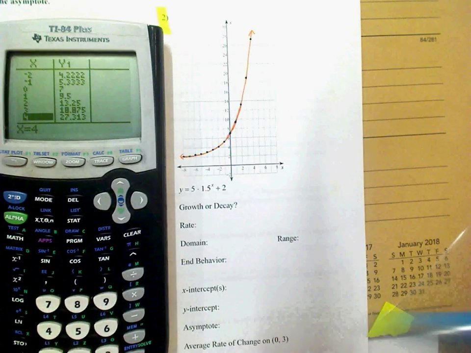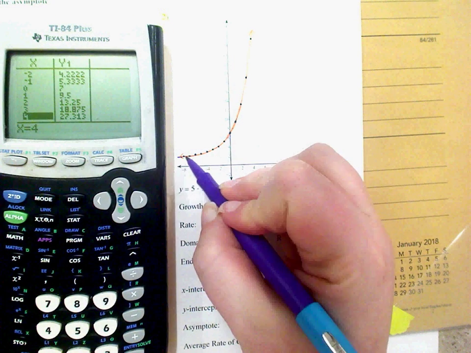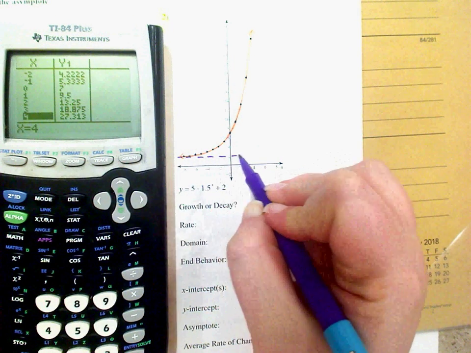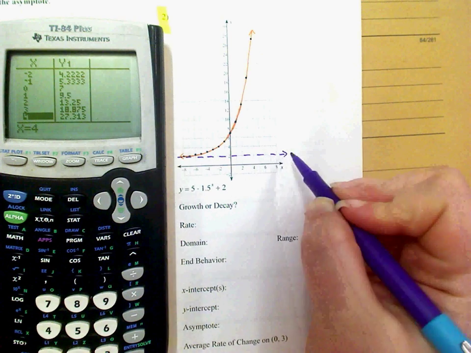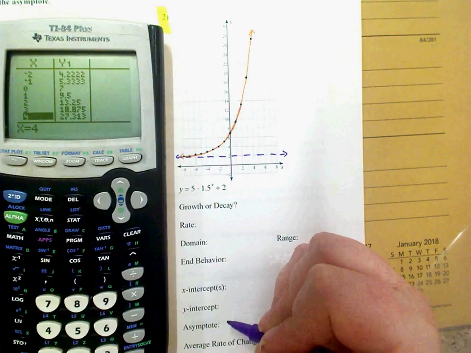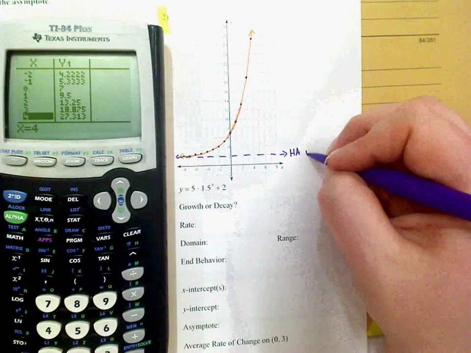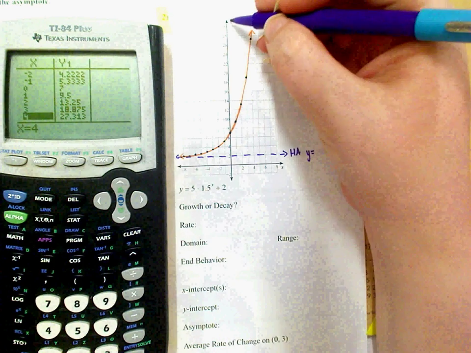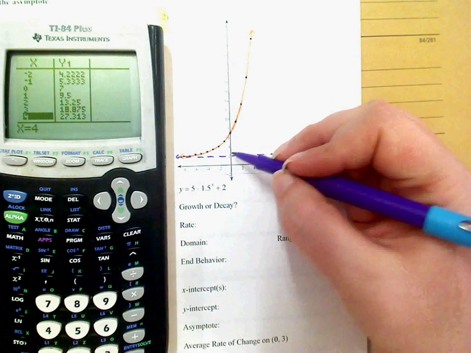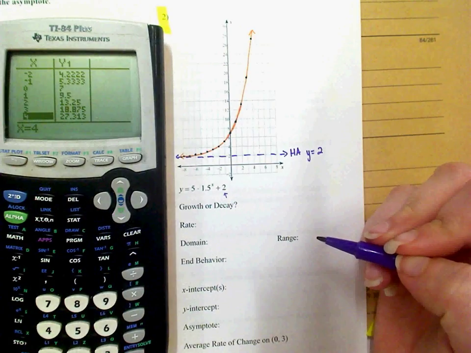But it did say to draw and label the asymptote. So you do need to, on the test, draw your dotted line. Now, it's okay if you don't label it necessarily on the graph because you have to write down what it is down here. But I'm going to go ahead and write that this is a horizontal asymptote at y equals 2, because we go through the y-axis at 2. And I know that from that number right there. Okay?